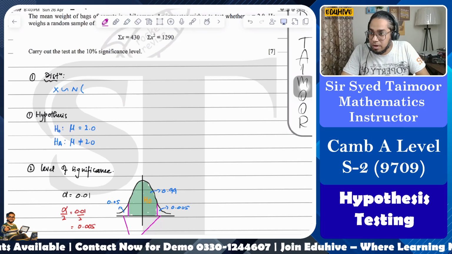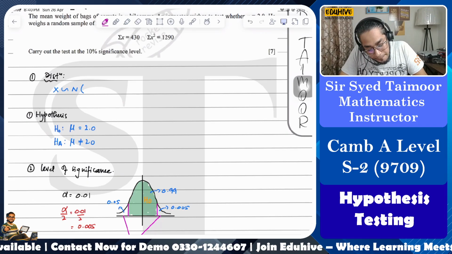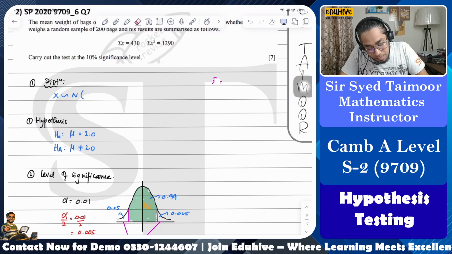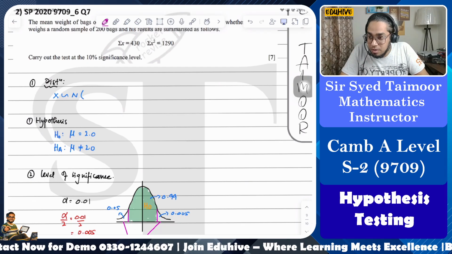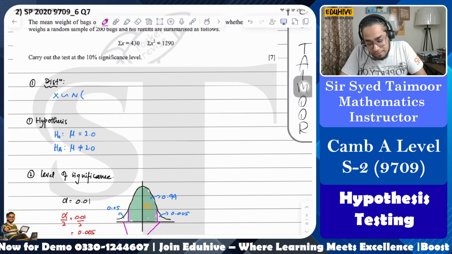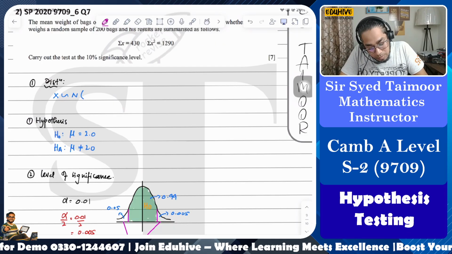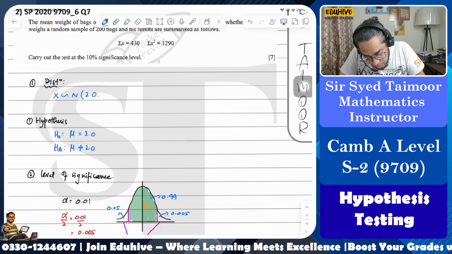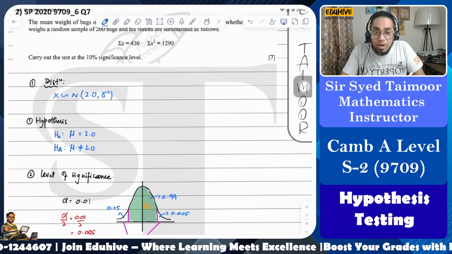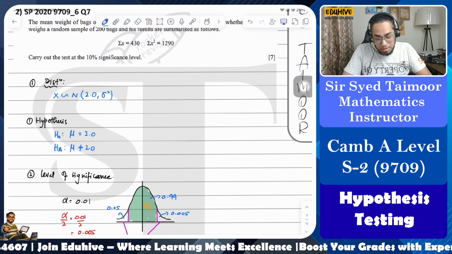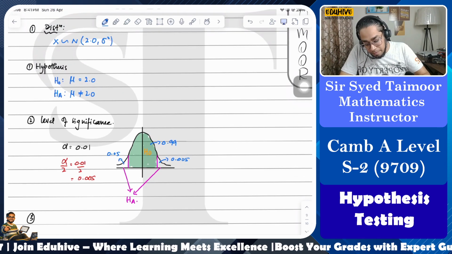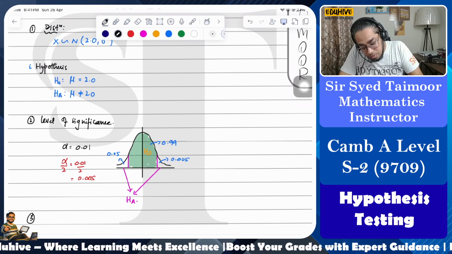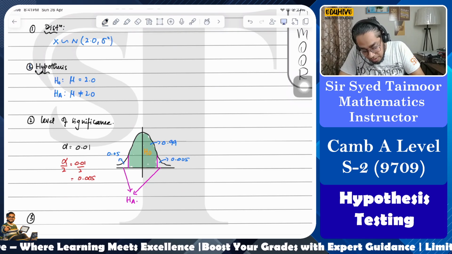So should I calculate it? The variance is not there. I can write 2.0 and sigma square because we do not have the sigma. Now we will calculate it in the statistics. The estimated one will be used. Okay. So this is step number 2, and we have defined the critical region as well.